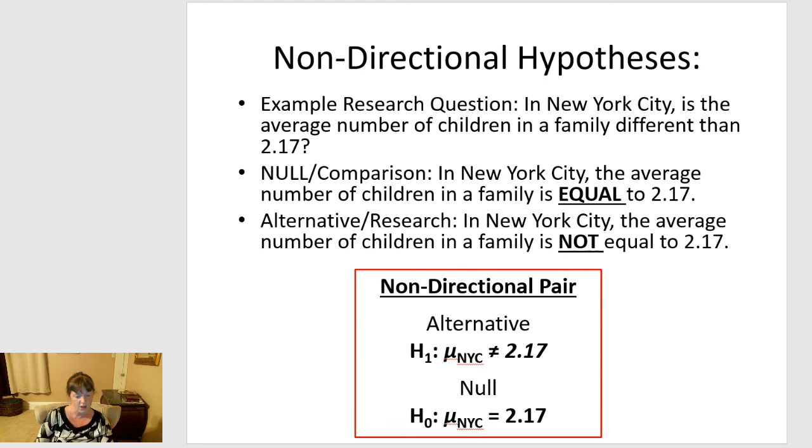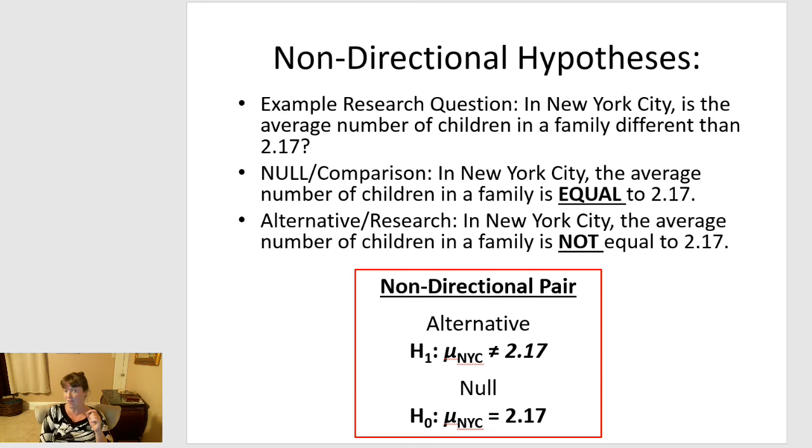So let's look at some formalities now, right? My research question is, in New York City, is the average number of children in a family different than 2.17? What's 2.17? It's the known general population average over the U.S., based on U.S. Census data of the average number of kids. So in all 50 states, the average number of kids is 2.17, right? And I'm curious if people in New York City are different from that.